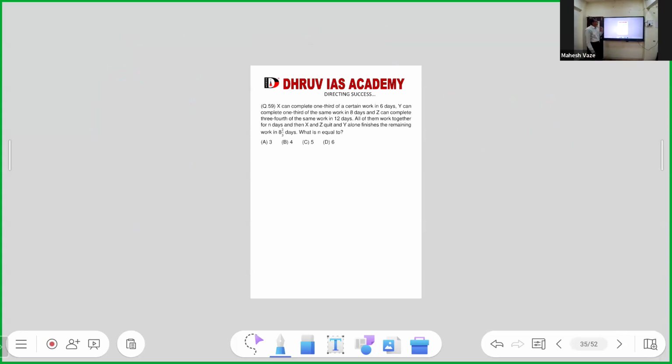X can complete 1/3 of a certain work in 6 days. Y can complete 1/3 of the same work in 8 days, and Z can complete 3/4 of the same work in 12 days. All of them work together for n days, and then X and Z quit, and Y alone finishes the remaining work in 8 and 2/3 days. What is n equal to? See, they have worked together for n days. You have to find out the value of n. So this is a time and work problem.